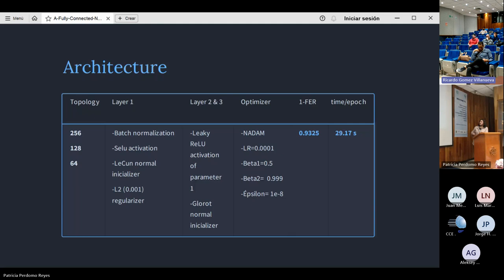The optimizer was the NADAM because we were suffering from overfitting. These are the different parameters, and we can achieve 93% of the codewords correctly decoded, and the time per epoch is 29 seconds. This is in training, for 20,000 codewords of each training set.